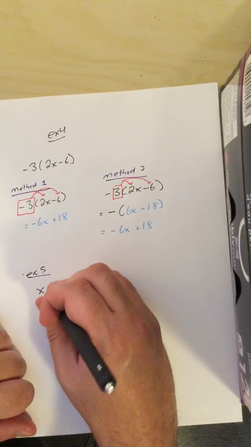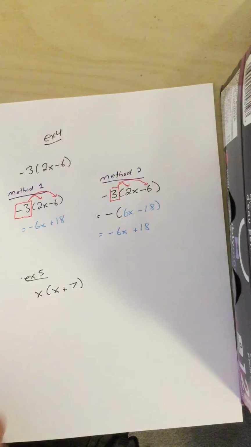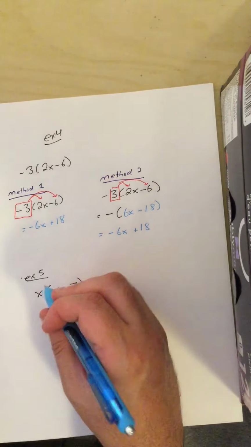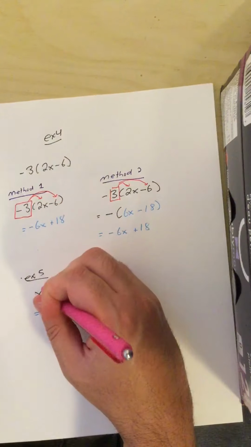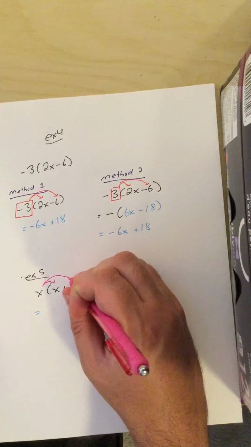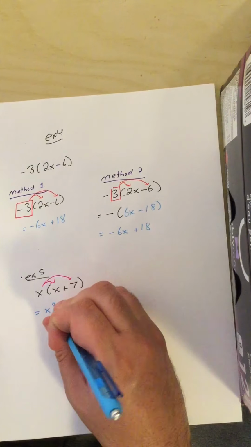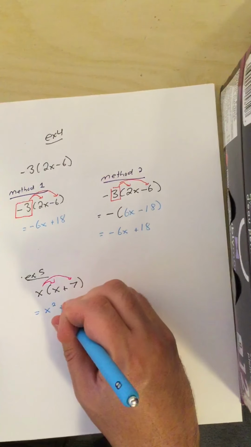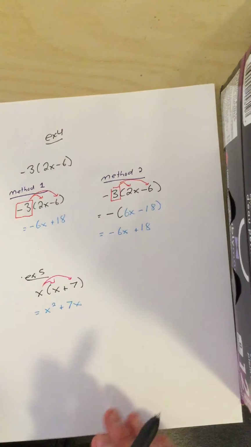Okay, let's say it's not a number in front. Let's say it's a variable in front. So we have x times x plus 7. So what happened in this case is the x times the x, so it multiplies again as usual. X times x is x squared, and x times 7 is 7x. Nothing much else to say about that one.